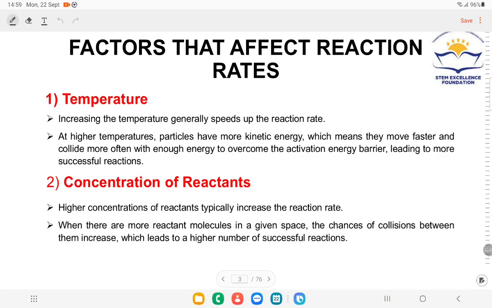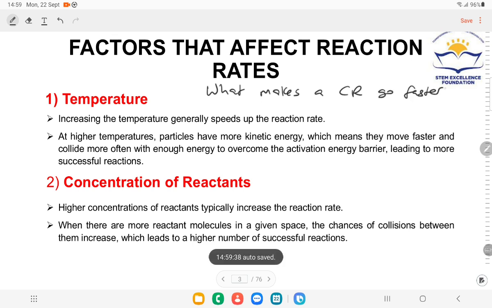Hello everyone. Today we'll be discussing the factors that affect the rates of chemical reactions. So we're asking what makes a chemical reaction go faster or slower, and how. That's the main question we're answering here.